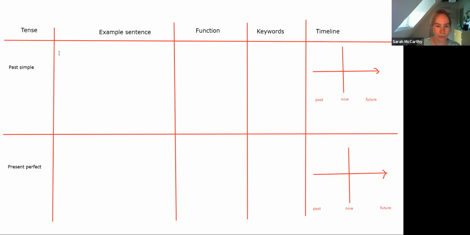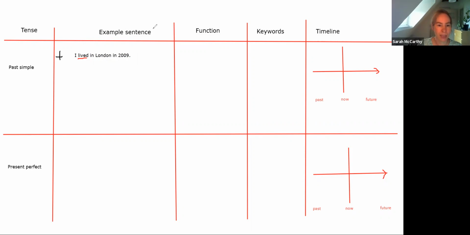So as an example sentence, a positive sentence: I lived in London in 2009. I lived, so the past. I lived in London in 2009.